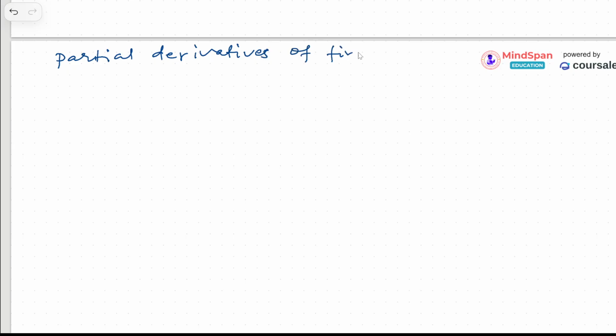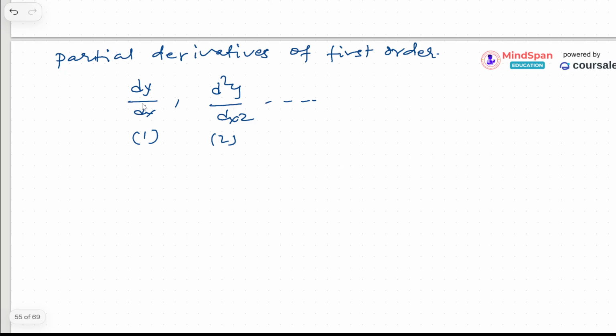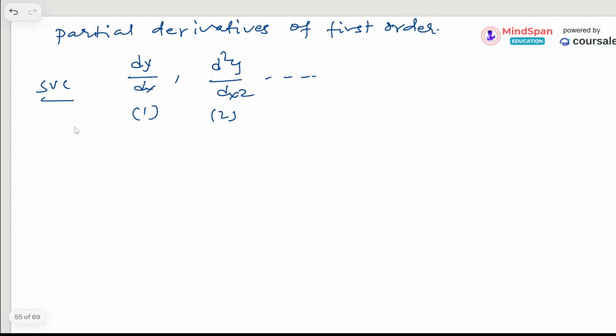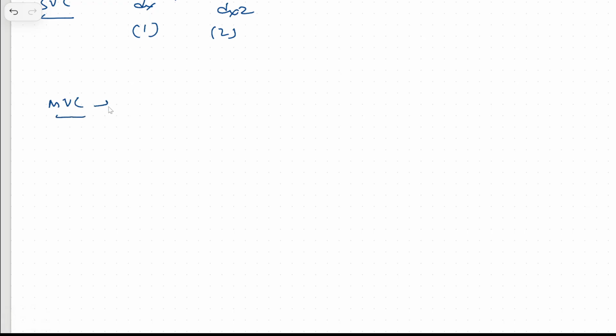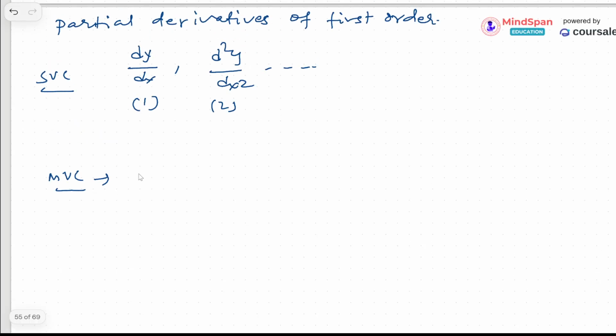Of first order, I just calculated first order. In single variable calculus, you might have seen dy by dx, and then d square y by dx square, second order, right? This is first order, and like this in single variable. In multivariable calculus, similarly, we calculate higher order partial derivatives also.